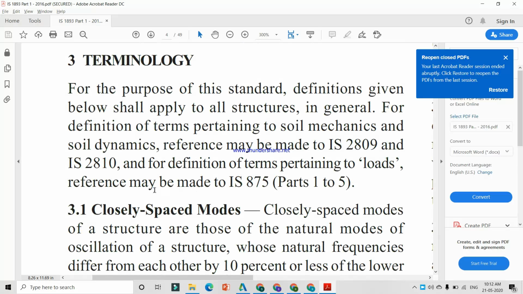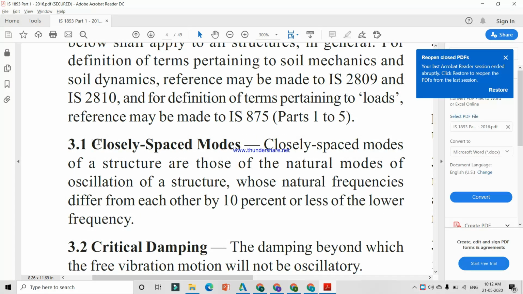First of all, what is a closely spaced mode? Closely spaced modes means the geometry is similar and the torsion is unbalanced. It is also called two vibration modes, in which the frequency difference between the two vibration modes is only 10% or less than 10%.